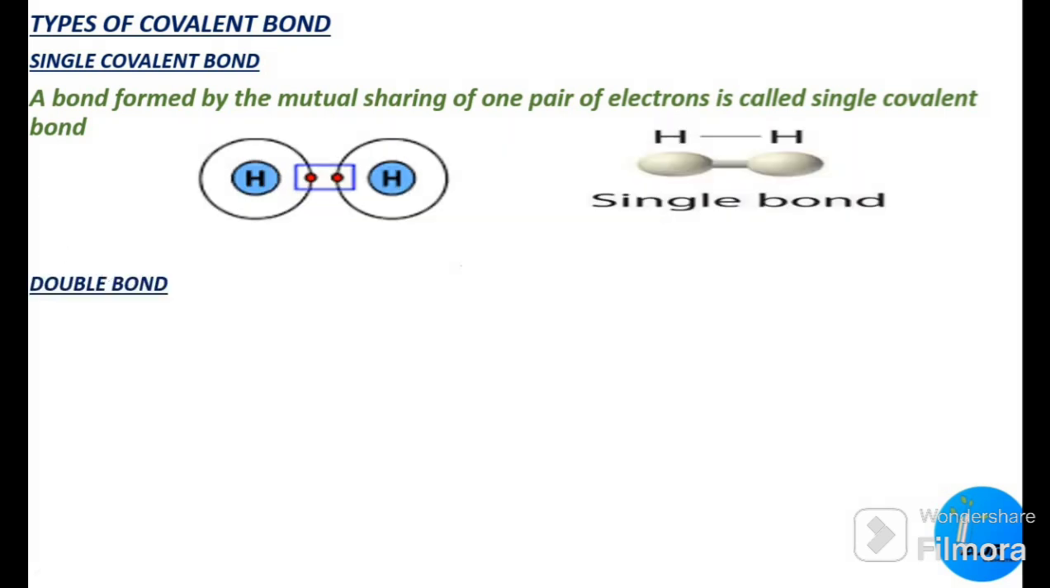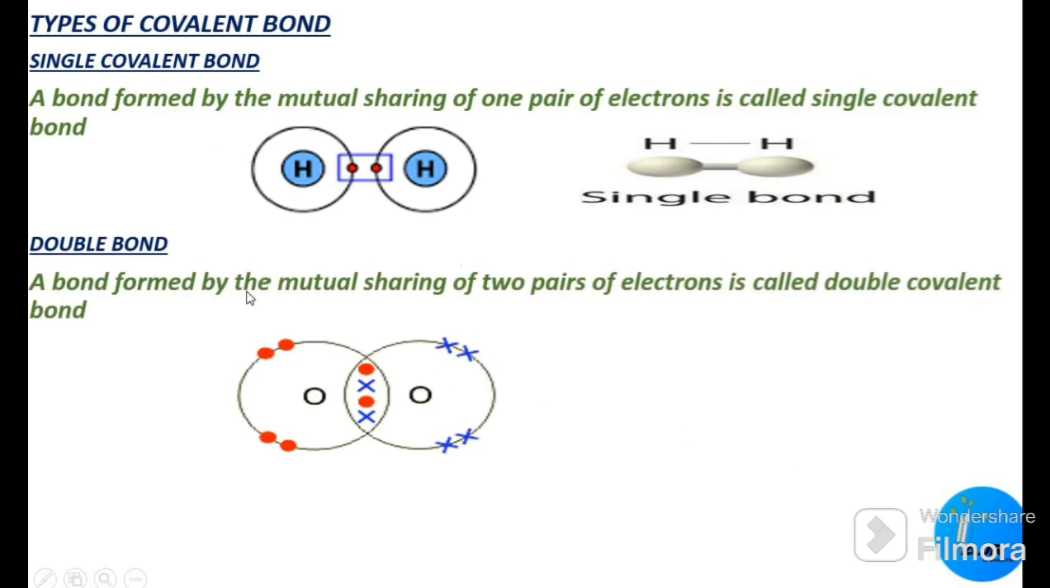Now let us see the double bond. How is this double bond formed? Actually, this is formed by the mutual sharing of two pairs of electrons. A single bond is formed by sharing one pair of electrons, whereas here it is formed by two pairs of electrons. Now let us take the example of oxygen. Oxygen has 6 electrons in its outermost orbit and it requires 2 more electrons to fulfill its octet.